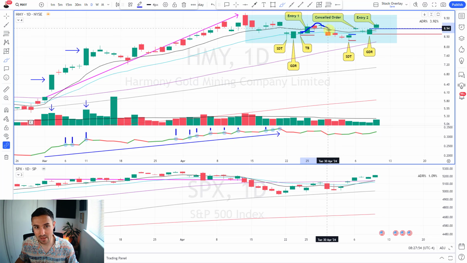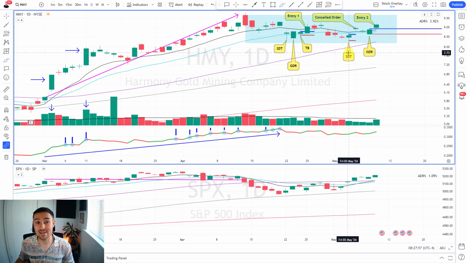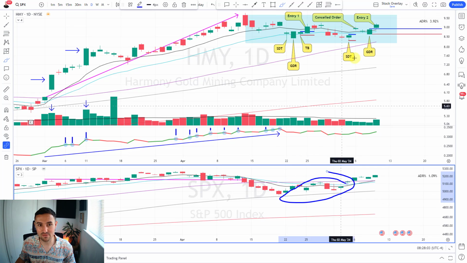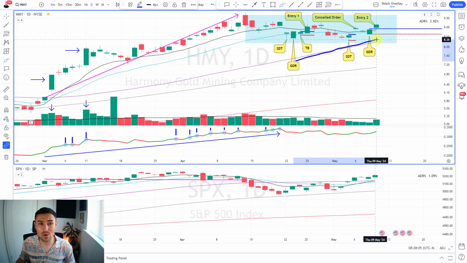So it pops up here, pulls back down, and now you get another shakeout demand tail just underneath the 10 and 21. Okay, the index is still just down here underneath the 50. Has HNY come anywhere near the 50? Nowhere near.